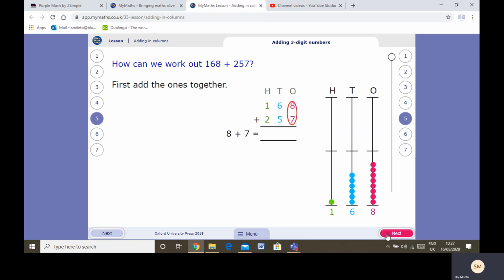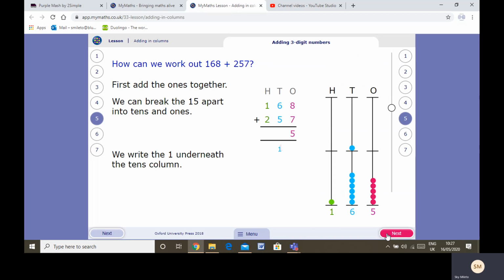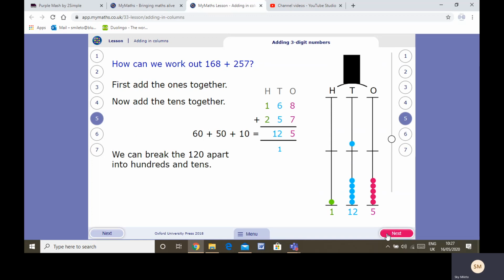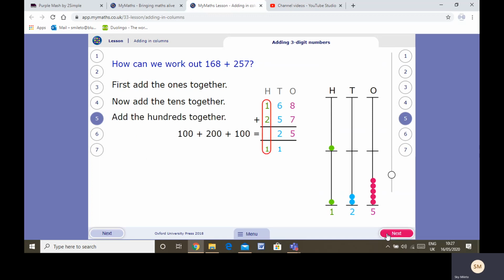Okay, this one we're doing the ones, 15. So we again take off that 10 ones, make it 10, and then we write the 5 underneath. Add together the tens. 6 plus 5 plus 1 equals 12. So I take off 10 tens and make it into 100. And then I need to put that 100 underneath, and then 1 plus 1 plus 2 would be 400.